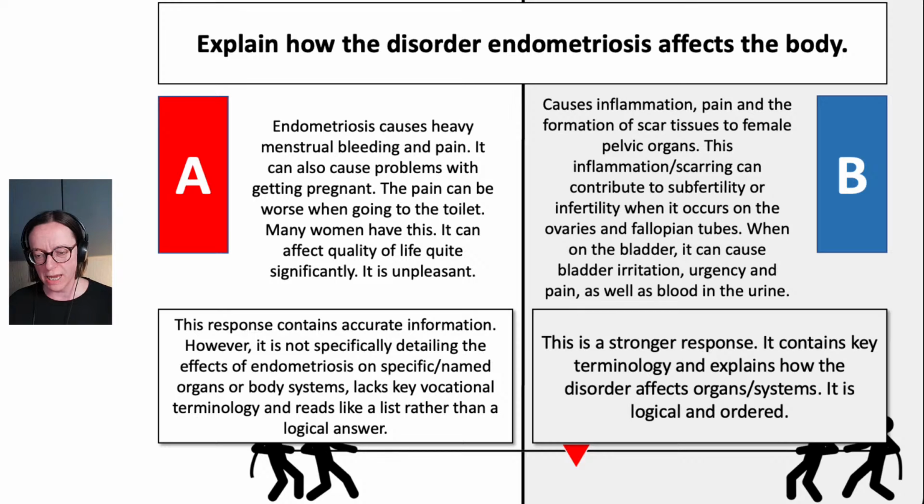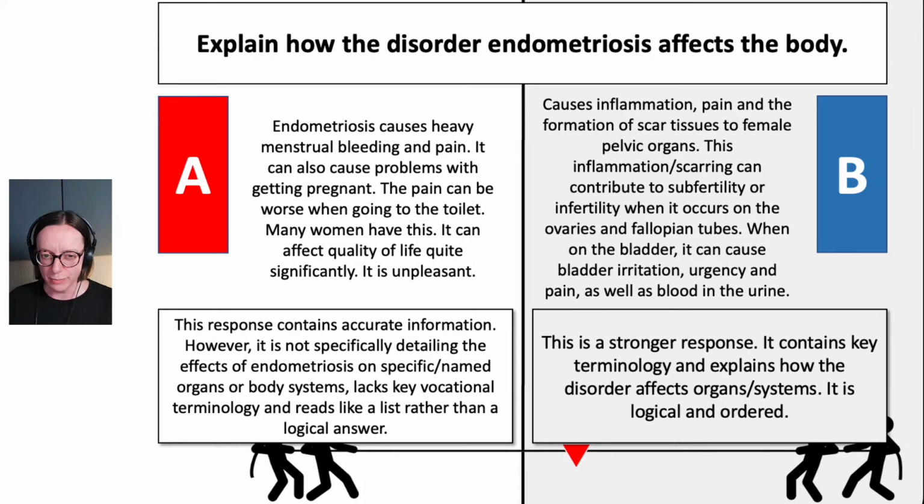Whereas if you look at response B, you can see that it's stronger. It contains key terminology. It talks about inflammation, scar tissue, female pelvic organs, subfertility, which if you don't know, is difficulties getting pregnant, but you can get pregnant. And then it says infertility, which in a female is the inability to get pregnant, so you can't get pregnant at all. It names ovaries and fallopian tubes, and it talks about the bladder and symptoms that may affect the bladder. So this is a really good explanation of how the disorder endometriosis affects the body.